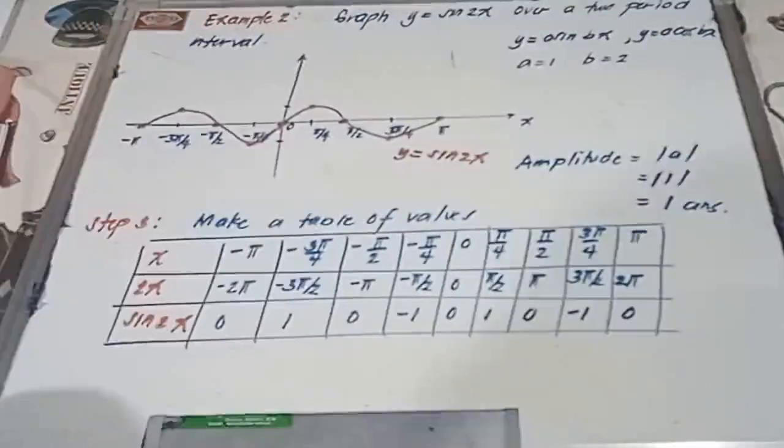Okay. So that is how to graph the sine and cosine function using the guidelines for sketching the graph of y equals a sine bx and y equals a cosine bx.